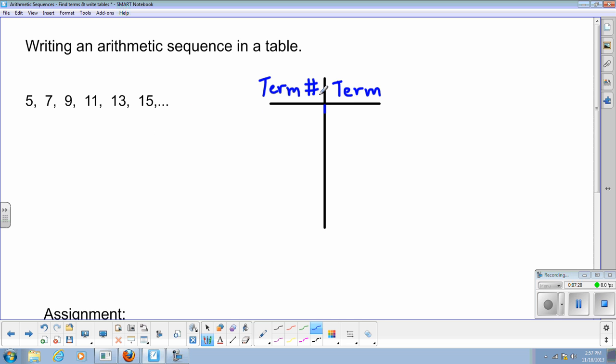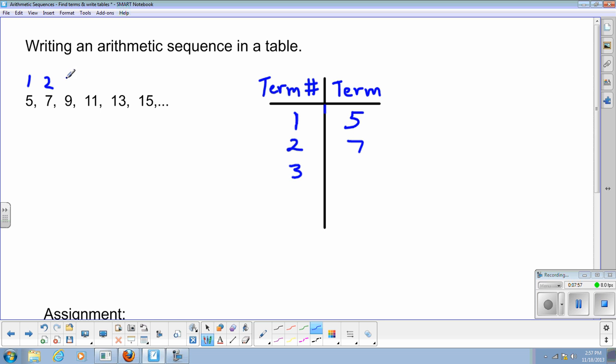All right, left-hand column, term number. Well, what's that? The first term number is term 1. Look back at my sequence. What is the first term? That would be 5. 5 is my first term. So I would say that term number 1 is 5. Second term, 7. So term number 2 is 7. I want my third term.